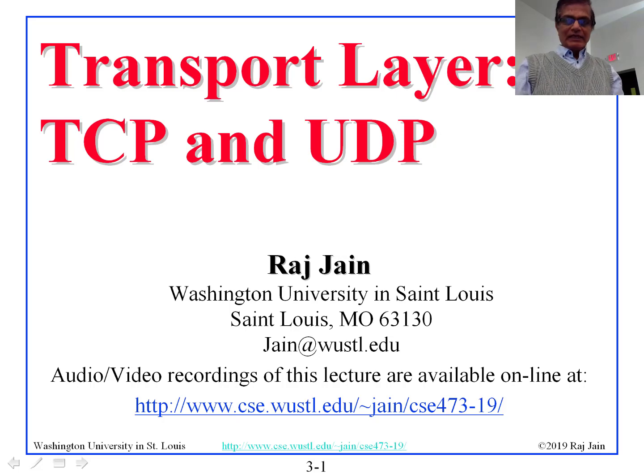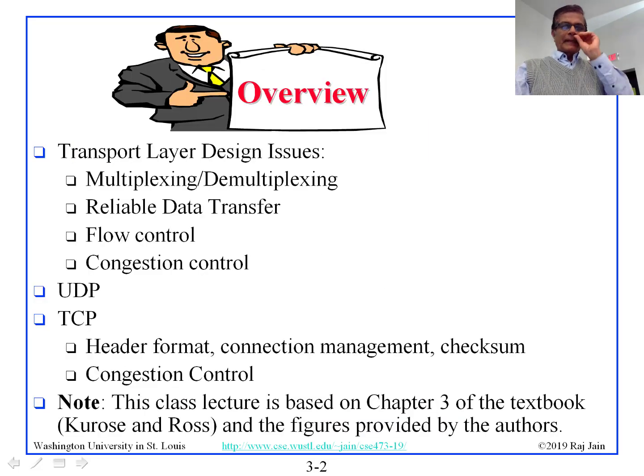Okay. So there are two transports, TCP and UDP. So we will talk about what the design issues are and how they are resolved, how we do multiplexing for many applications, how we do reliability, what flow control is and how we do it, what congestion control is and how we do it, and then UDP and TCP, all the details.